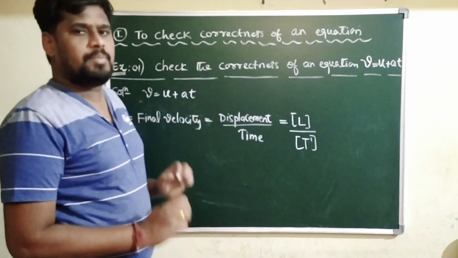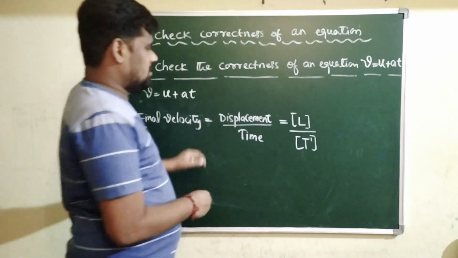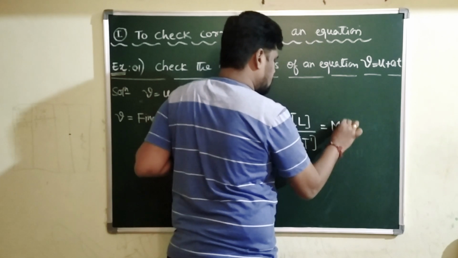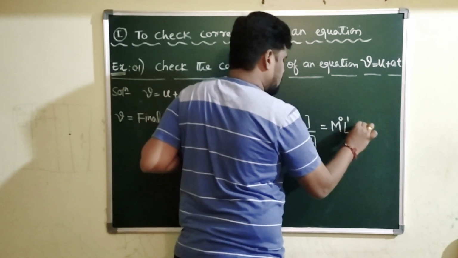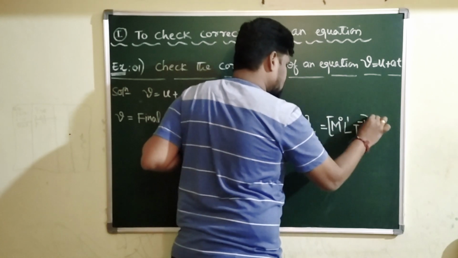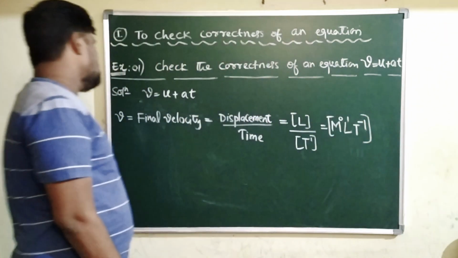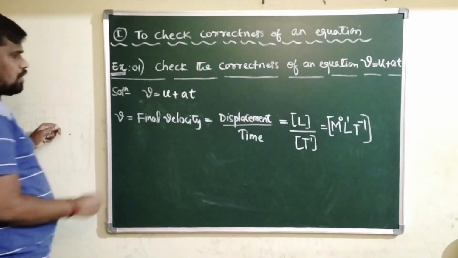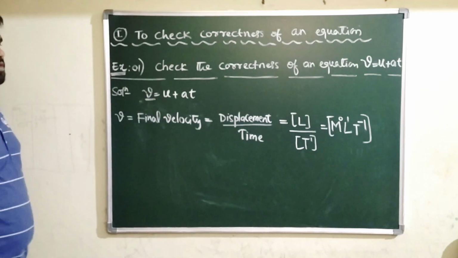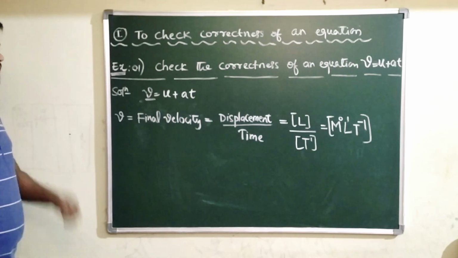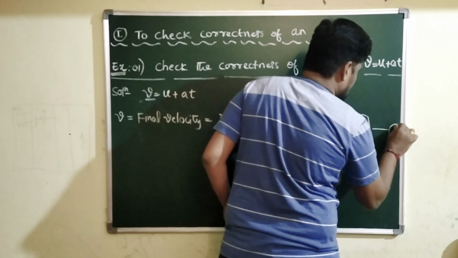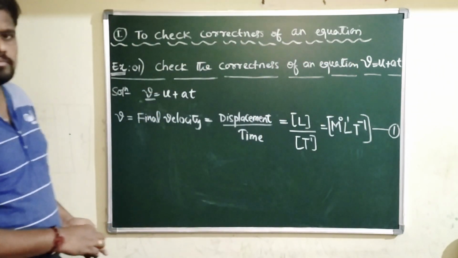It will become T power minus 1. Therefore what can I write now? M power 0, L power 1, T power minus 1. What is it? It is the dimensional formula of the first term in the equation. I will call this equation number 1.